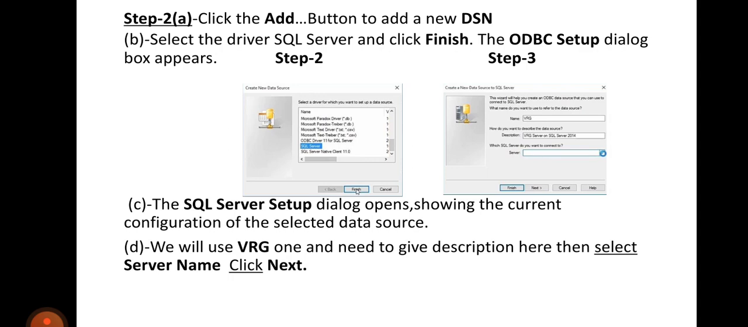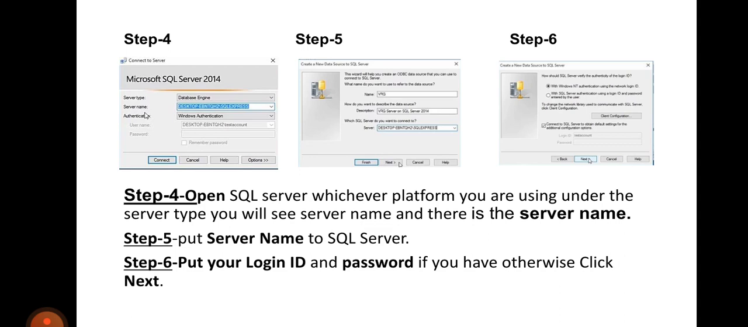We will use VRG1 and we need to give a description here. And we will call this VRG database on our SQL server 2014. Then click on server. We have none listed, as we use a server name from our SQL server. Then we will click next.